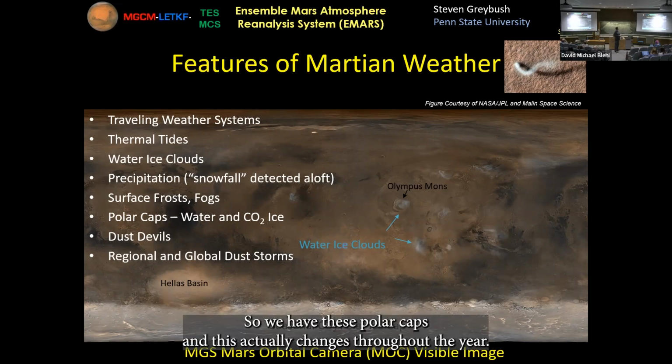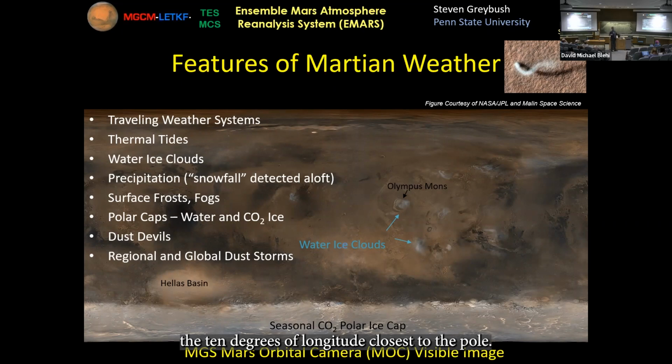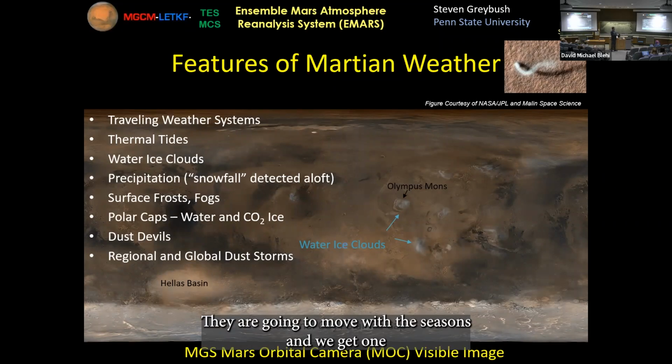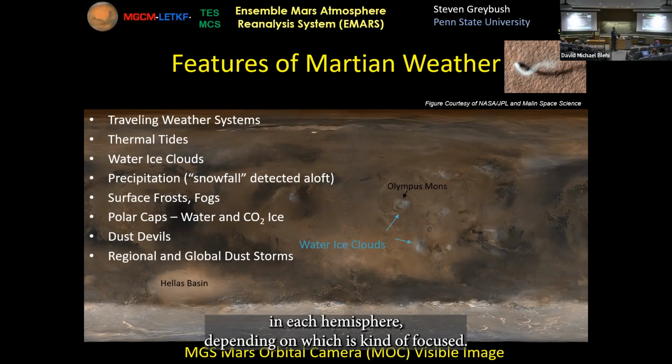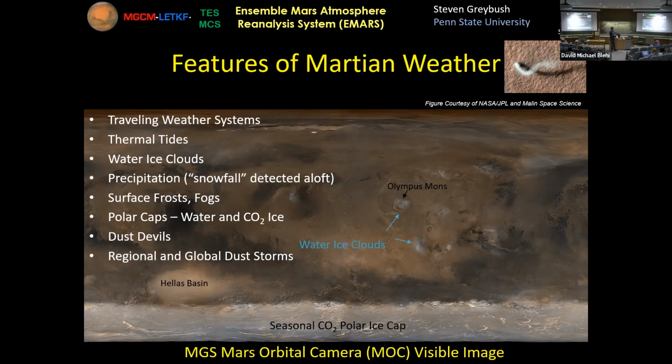Okay. We have these polar caps. This actually changes throughout the year. We have permanent caps that are smaller right around the pole, maybe the 10 degrees of latitude closest to the pole. And then we have these seasonal caps. The seasonal caps are mostly CO2 ice. They are going to move with the seasons. And we get one in each hemisphere, depending on which is kind of focused around the winter season.